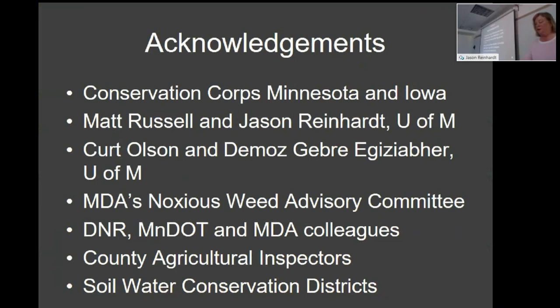And our Noxious Weed Advisory Committee advises the Commissioner of Agriculture on species regulation. So the committee, there are representatives of all different groups that make those decisions on which species should be listed and help write the risk assessments and do the evaluations. So that's really helpful for us. And then so many of my DNR and MnDOT colleagues and MDA colleagues, and then county agricultural inspectors have been key to getting a lot of the local work done on the ground, along with soil and water conservation districts. With that, I'd be happy to take questions.